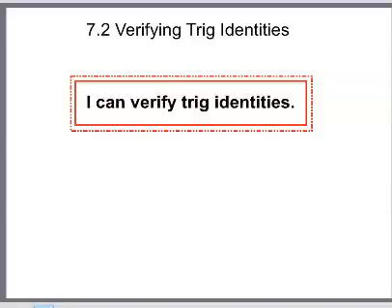Hi, pre-calc students. Today we're going to talk about verifying trig identities. And verifying is just another word for proving trig identities. And this is a unit here that is often very challenging for students.